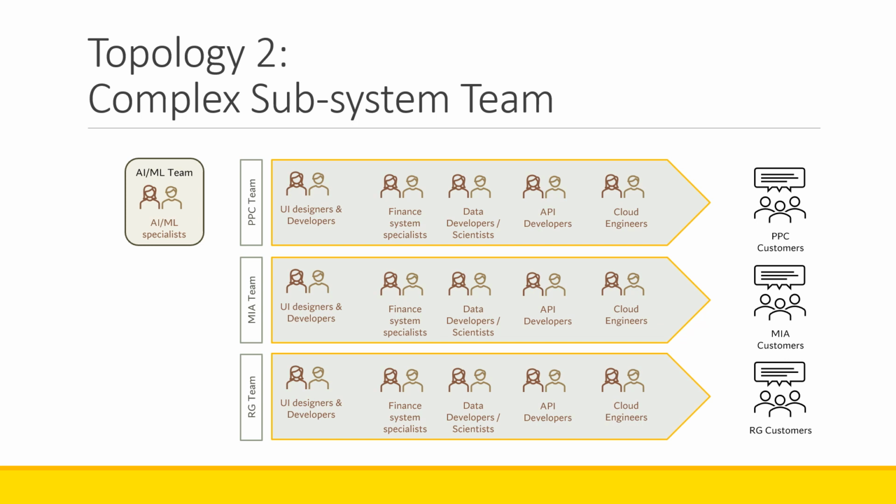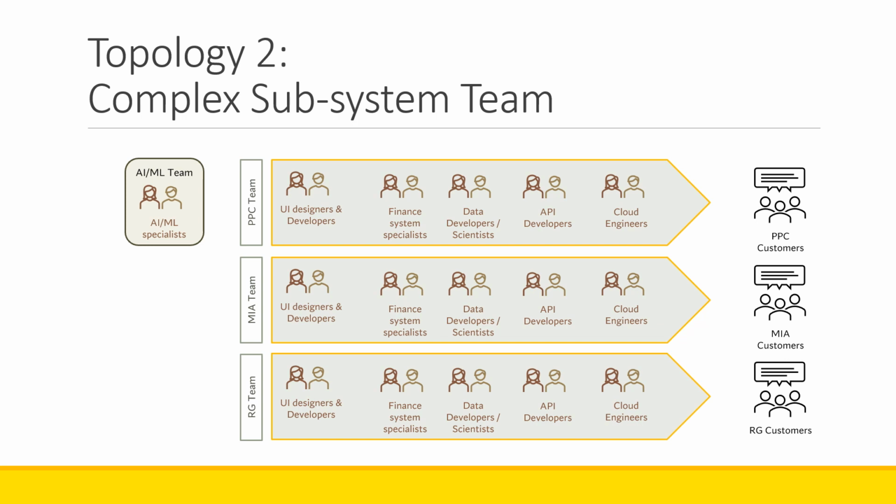So we establish a separate team, and we normally refer to it as a complex subsystem team. It's basically this complex model that needs to be maintained and extended. And all those individuals will go to that team. So in this second topology, you do notice that there are no AI/ML individuals inside the stream-aligned teams. Instead, they belong to this isolated team that we refer to as the AI/ML team.